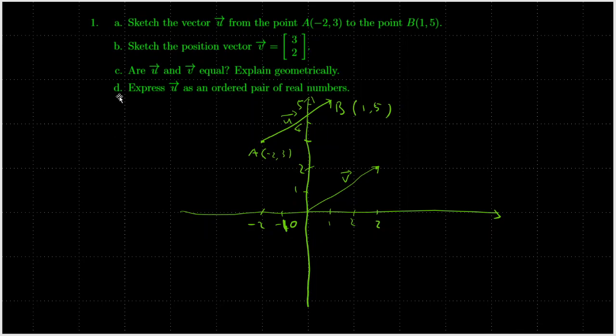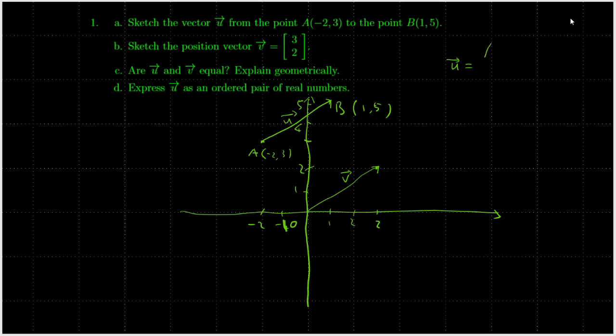And in D, we're trying to write u in terms of an ordered pair of real numbers. By that we mean I was trying to ask you to compute u, to write u in terms of the components. Initial point is A, terminal point is B. We're going to use the coordinates of the 2 points, initial point and terminal point, to get the components of u. So that's my intention.